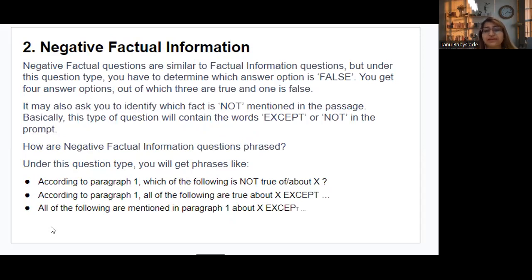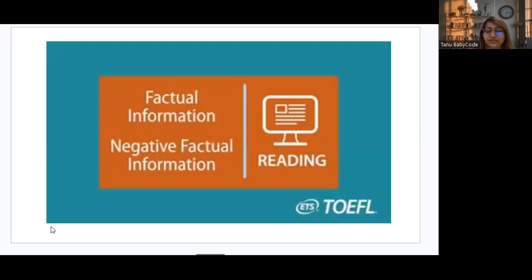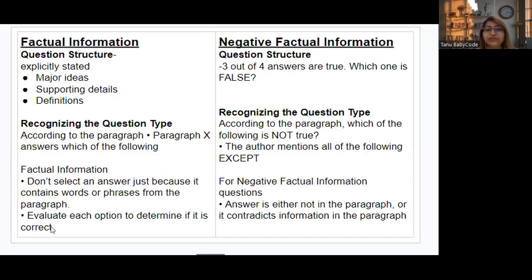So you will get phrases like: according to paragraph 1, which of the following is not true? All of the following are mentioned in paragraph 1 about X except. So you have to look for the except part, right? Here you can see that the question structure is explicitly stated, and you have to first recognize the type of question. Then don't select an answer just because it contains words or phrases from the paragraph. Evaluate each option to determine if it is correct or not.